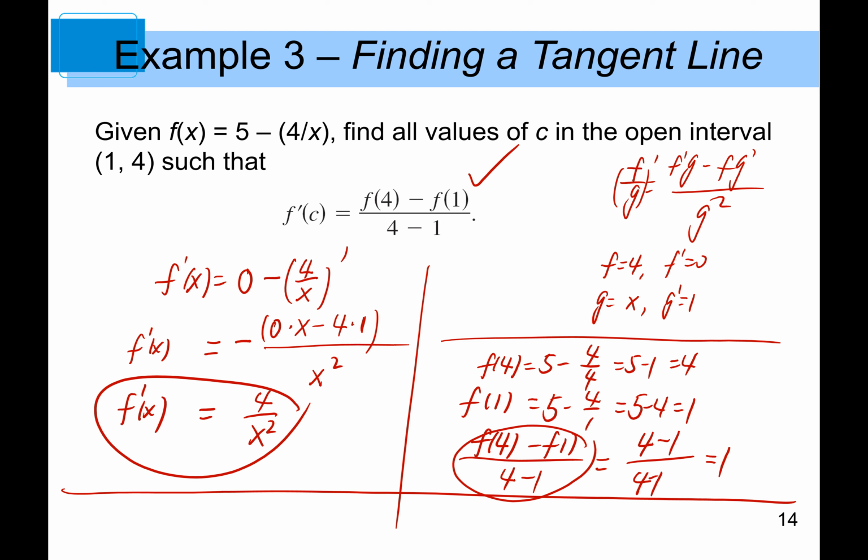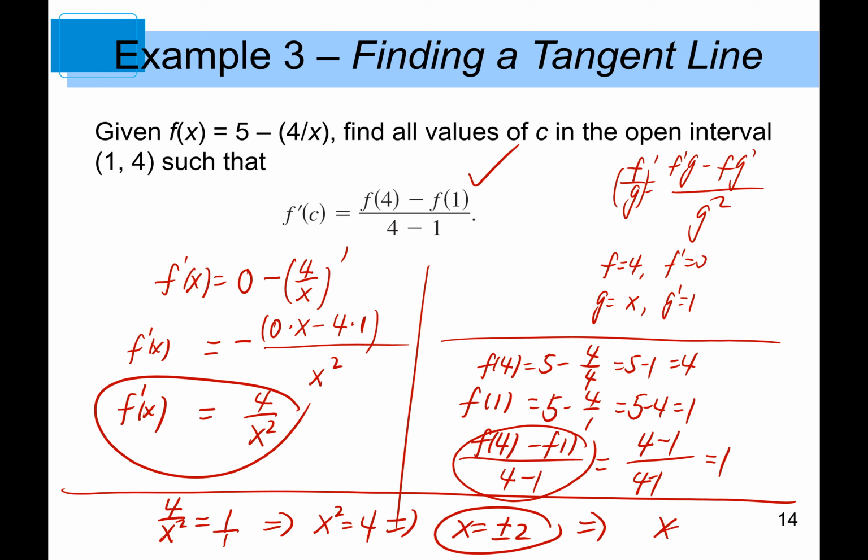And the very last step: this is the right-hand side. f prime of c equals 4 over x squared, set that equal to 1. Then we end up with x squared equals 4. We cross multiply, so in that case x equals plus or minus 2. However, the only one satisfied will be x equals 2, right? This is the only number within the interval (1, 4). So x equals 2 is the correct answer, and the same thing as c equals 2. Okay.